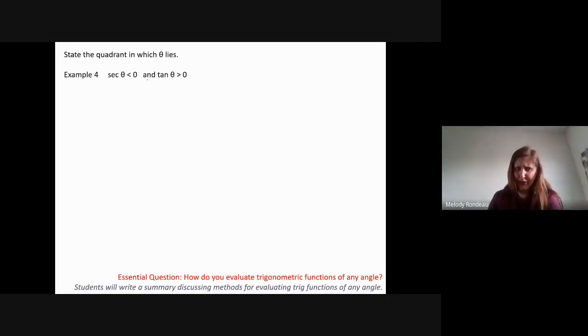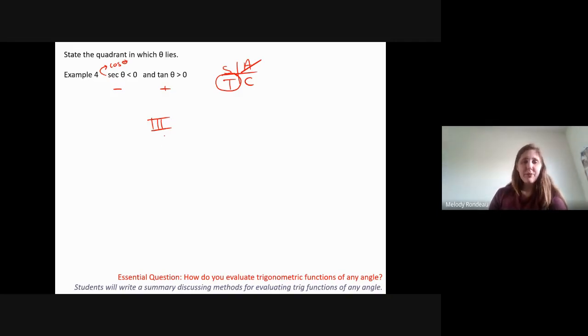Same kind of thing. This one though, we have secant. So All Students Take Calculus is based on the original 3 trig functions. So I'm going to reference that secant goes with cosine. Remember, those are reciprocal buddies. So this is telling me that secant, or cosine, is negative. Tangent is positive. I'm going to go back to All Students Take Calculus. And right off the bat, I eliminate quadrant 1 because I have a negative happening. And then I look for, all right, I need tangent to be positive. That's going to be quadrant 3. And in fact, secant and cosine will be negative there. So we're good. Any questions, concerns?